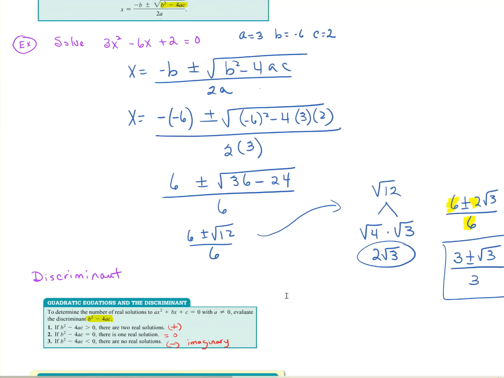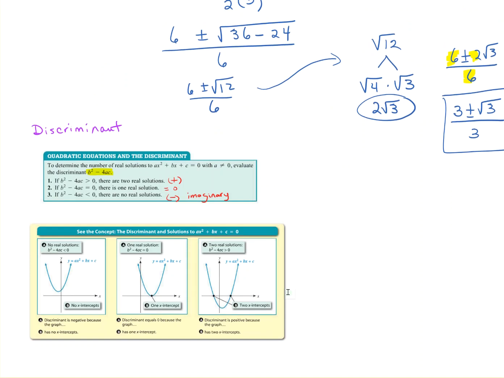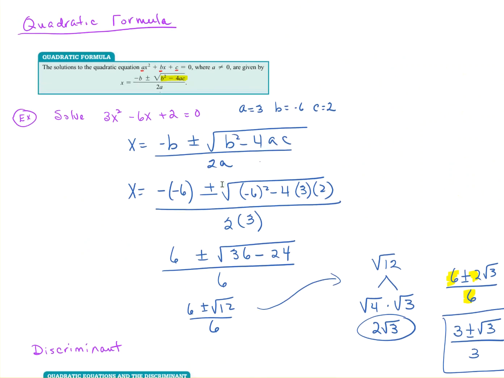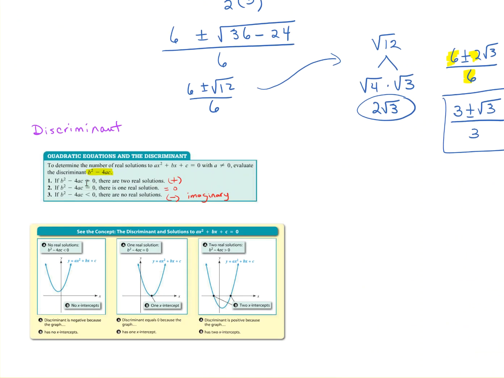Okay. The last thing that we want to talk about is the discriminant. The discriminant is something that helps you determine how many solutions and what kind they are. So it's just b squared minus 4ac. It's that inner part of the quadratic formula. And if it's positive, you have 2 real solutions. If it's equal to 0, you have 1 real solution. And if it's negative, there are no real solutions. You have 2 imaginary.